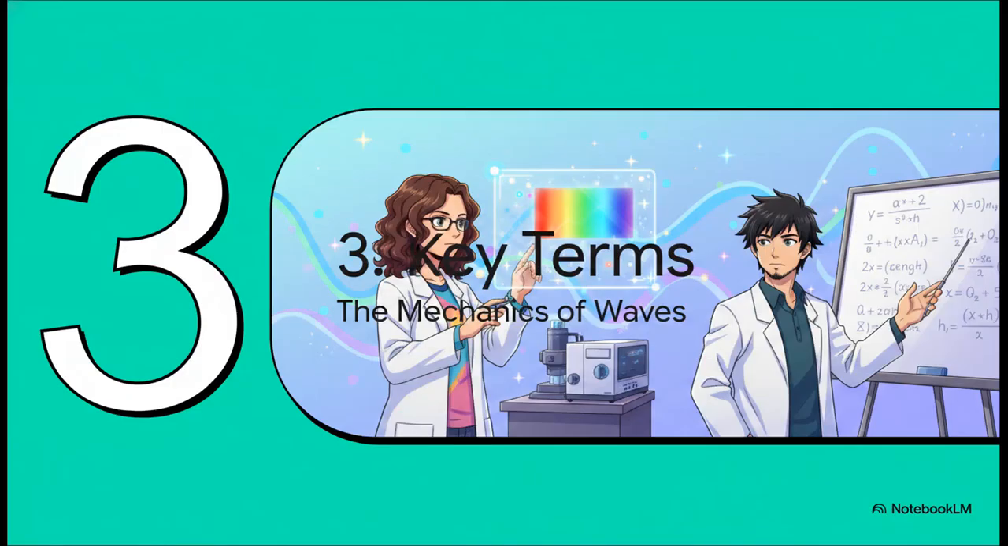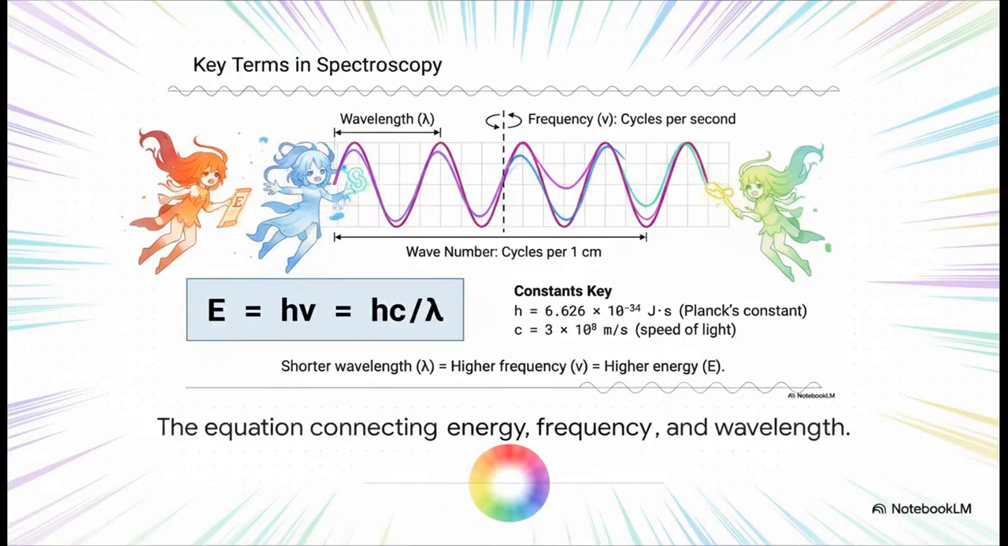Next up is Section 3, Key Terms in Spectroscopy and the Mechanics of Waves. Let's quickly break down the math scientists use to actually measure this light. There's an ultimate cheat code for understanding light energy based on the direct relationship between energy, frequency, and wavelength. The equation is E = hν. But the golden rule you really need to remember here is this: a shorter wavelength means a higher frequency. Because those waves are packed in tighter together, more cycles are hitting per second, which delivers much higher energy. This one simple mathematical relationship is the absolute foundation of all spectral analysis.